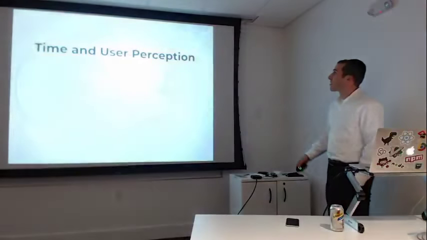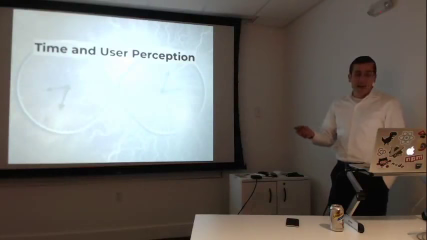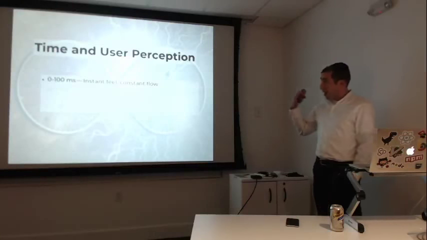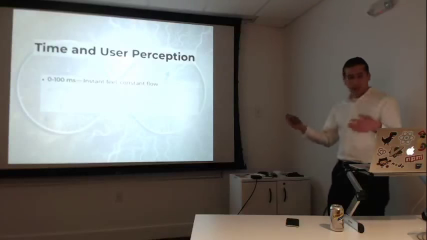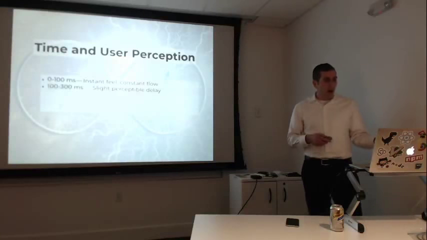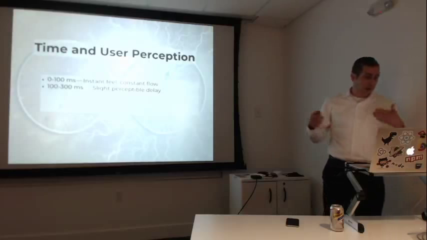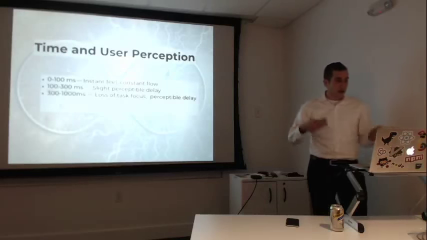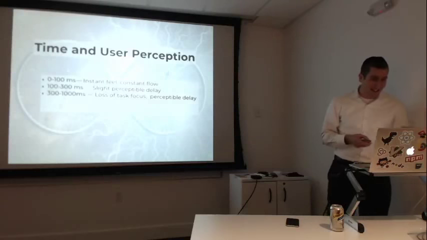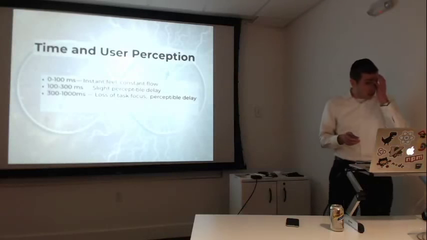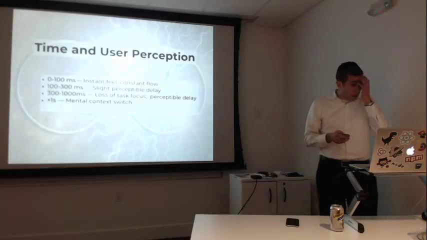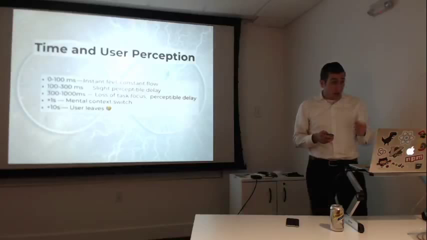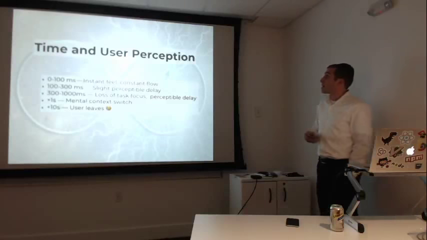And then a few years later, there was a study done back in the 60s on user time and perception. Basically, anything that happens from 0 to 100 milliseconds feels like constant flow. At 100 to 300, a human already perceives a slight delay. After 300 milliseconds, there's a loss of task focus and a perceptible delay. More than 1 second, a mental context switch, and more than 10 seconds, our users will absolutely leave our site.